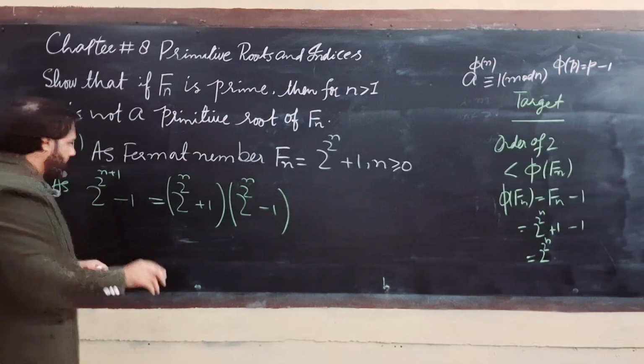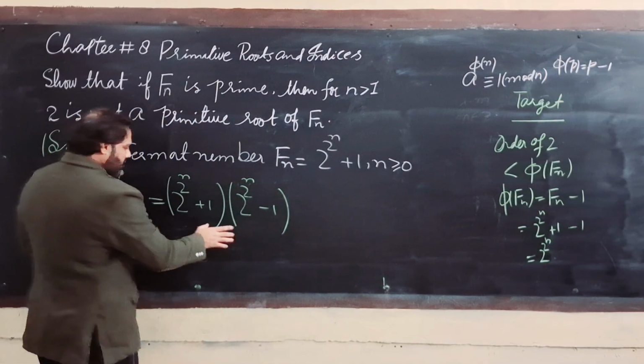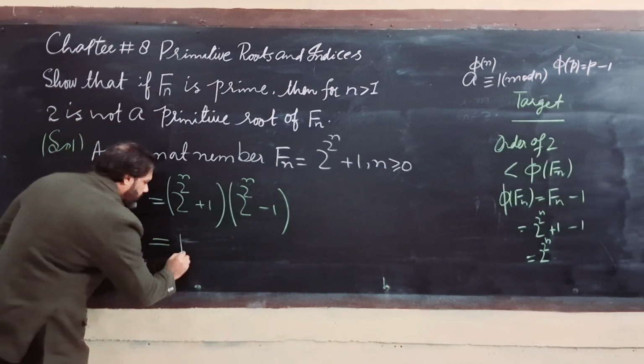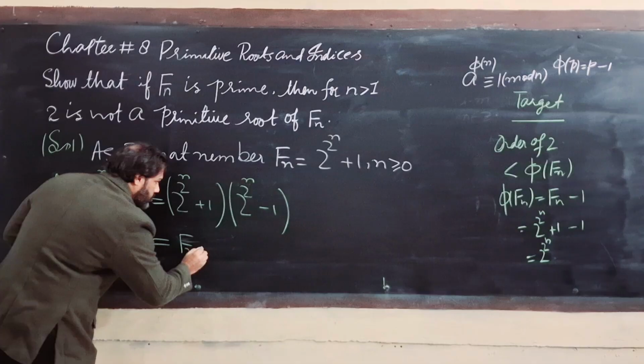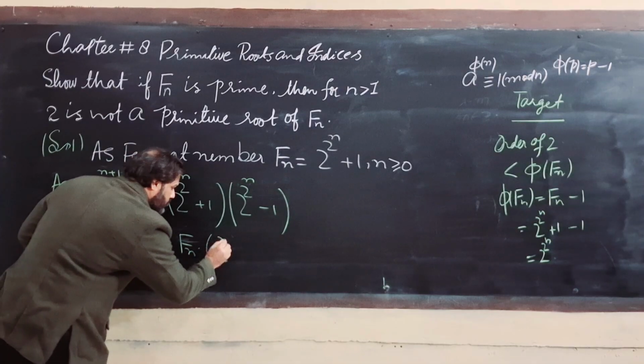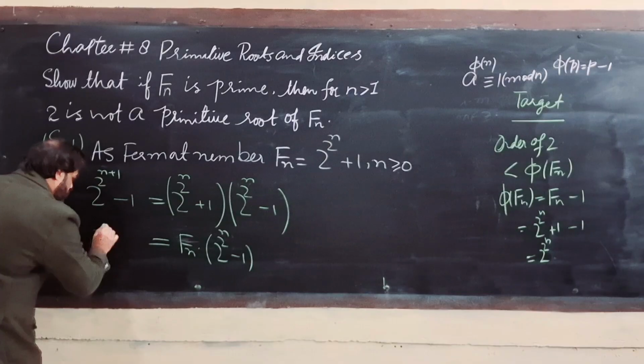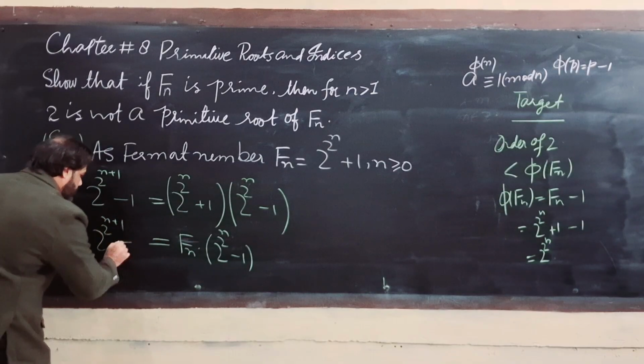Now, if you observe, this expression is actually equal to, this is the definition of Fermat number Fn. So this is equal to Fn, and this is 2 raised to power 2^n minus 1, and this is equal to 2 raised to power 2^(n+1) minus 1.